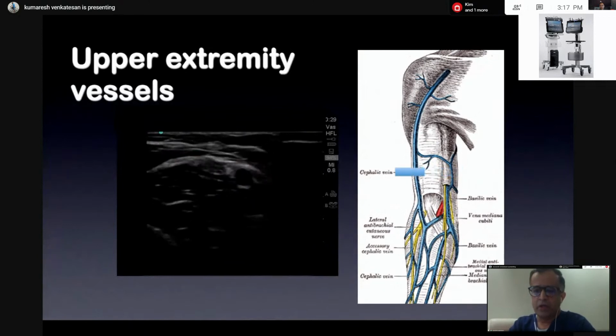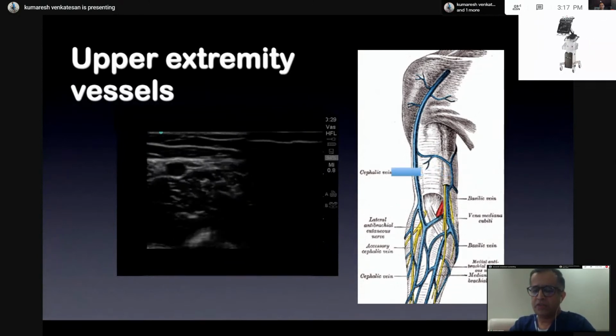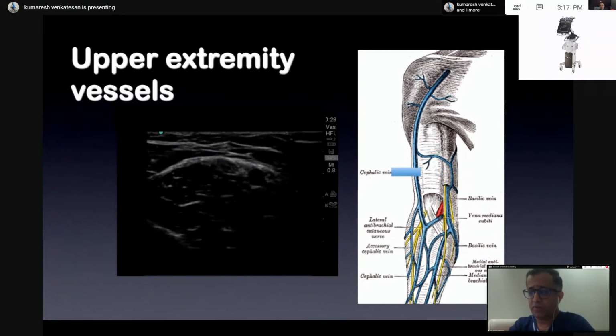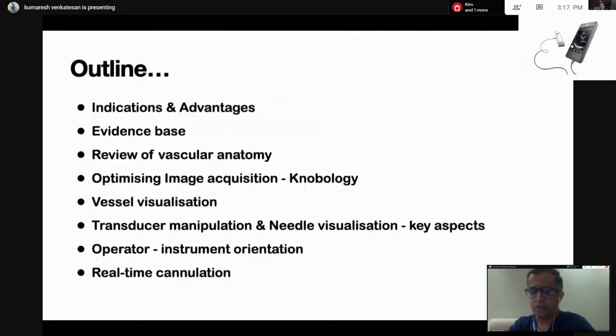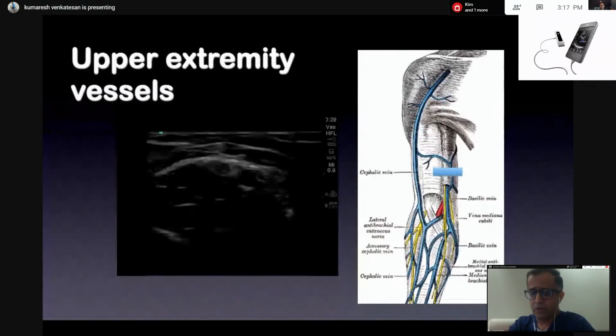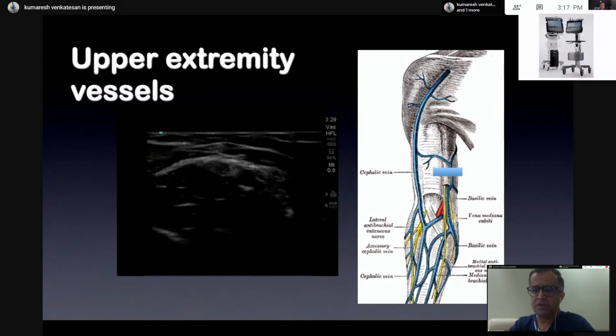And then the basilic and the cephalic vein are of interest, especially for those who are using the basilic vein for insertion of PICC lines. So again, you need to be aware of that. If you're using the cephalic vein, you need to know that it goes and joins the axillary vein, and sometimes cannulation and advancing the catheter can be a challenge if you choose to use the cephalic vein.